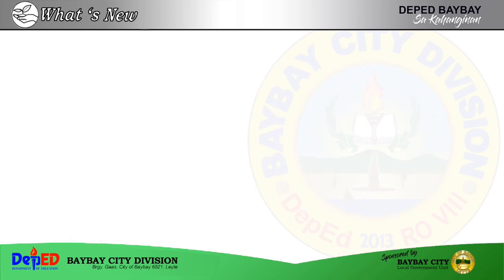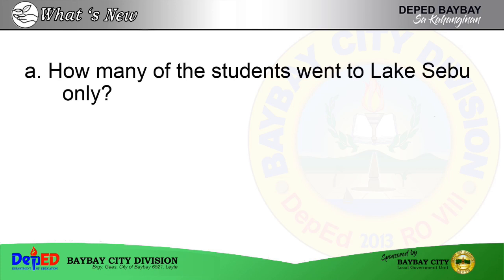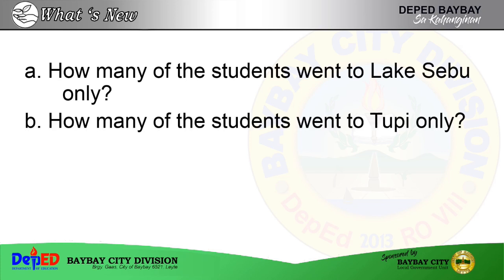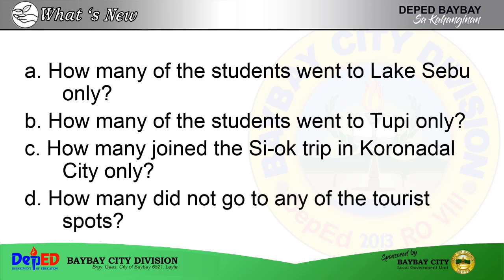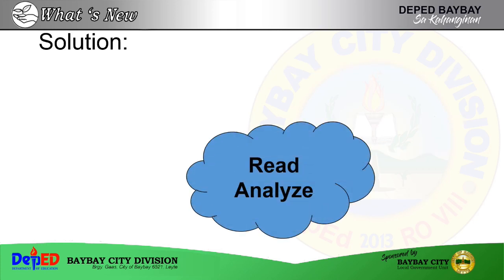How many of the students went to Lake Cebu only? How many of the students went to Tupi only? How many joined the Sikol trip in Koronadal City only? And how many did not go to any of the tourist spots? Take note, read and analyze first the problem. We will then use the steps of solving problems involving sets using Venn diagrams. Alright, let's begin. Step 1.